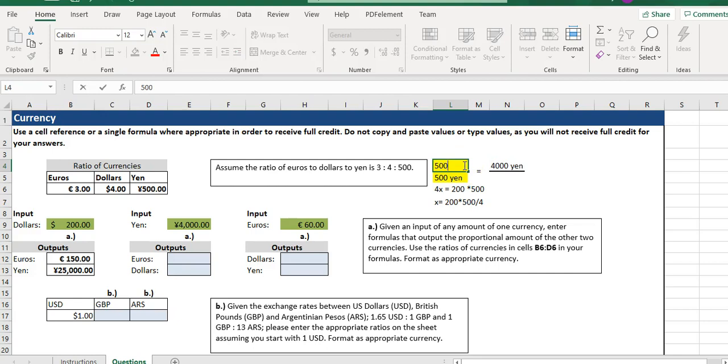So I'm going to put 500 yen. And then on the bottom here, when I'm trying to convert to euros, I'm going to put the euros on the bottom. So the euros are going to be 3 euros, right? And then I'm calculating X euros, right? And so then we're going to do the same process that we did before, cross multiply and divide, and then you'll find your calculations. When I'm trying to calculate the dollars, I'm going to do 500 yen over $4, and I'll be able to calculate dollars.